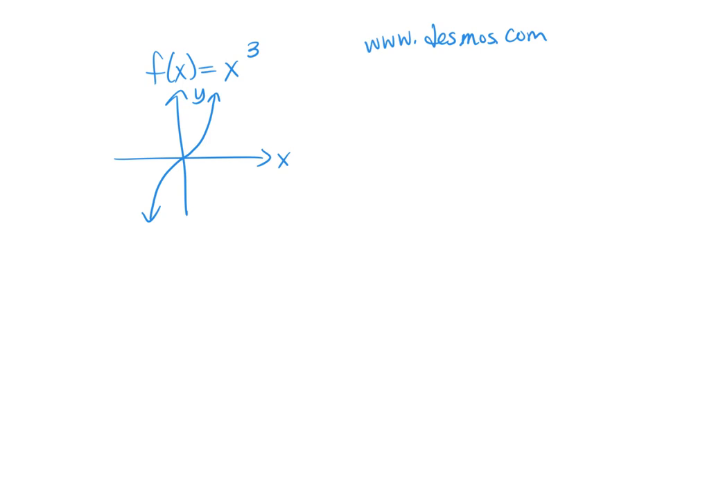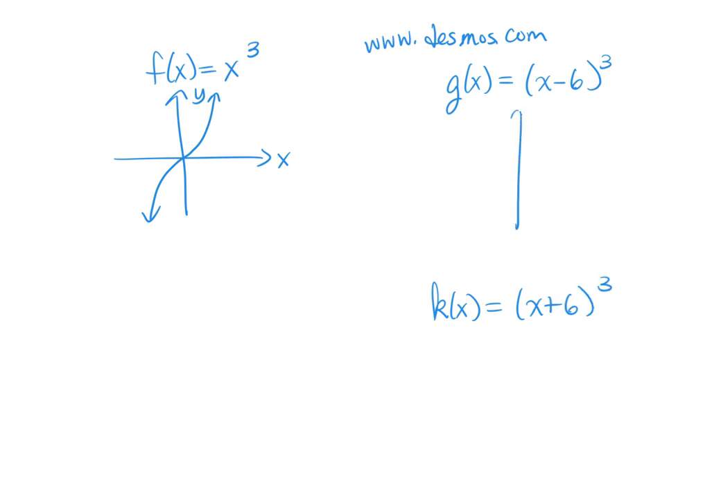And now to answer your question, we're going to use the same thing, but we're going to have the exponent as cubed. Tell me what is the graph of, let's call it g of x. What's the graph of g of x equals the quantity x minus 6 cubed? And what is the graph of k of x equals the quantity x plus 6 cubed? What do you think is going to happen to the graph of the quantity x minus 6 cubed?